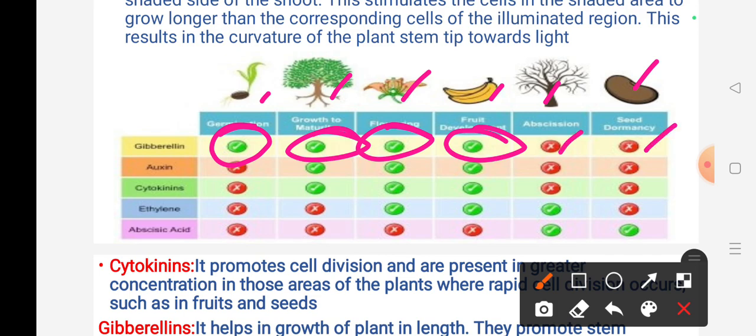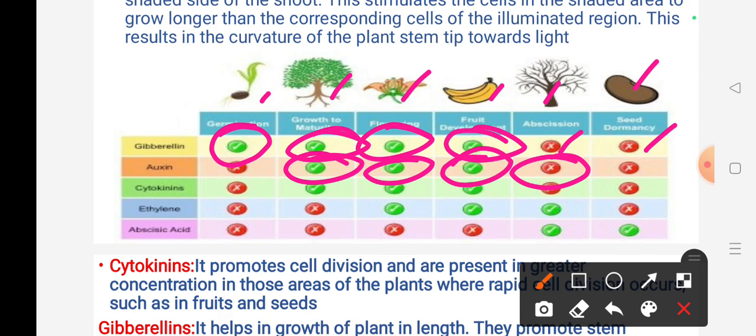Then we come towards auxin. Auxin is not secreted at the time of germination, but it is secreted when the tree is growing, when the flowers are growing, when the banana is ripening. When the tree is making an abscission or seed dormancy, in these conditions auxin is not secreted, but in growth, maturity, flowering and development, in these cases auxin is secreted.